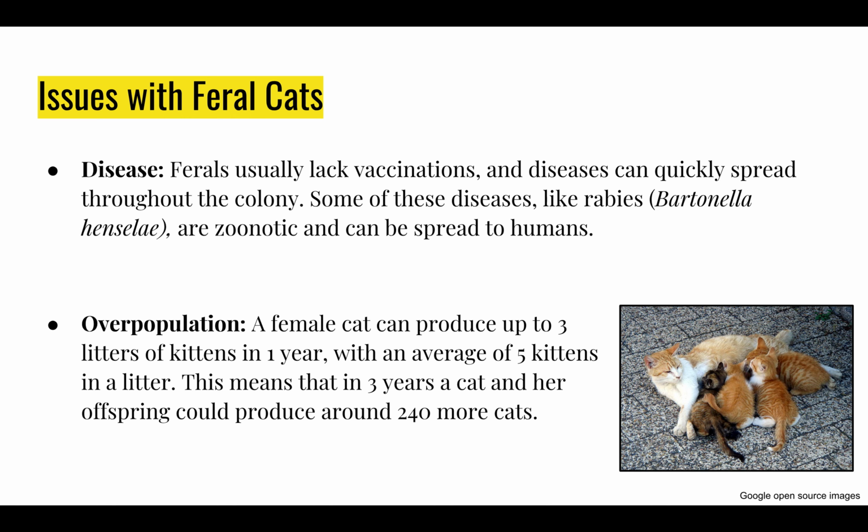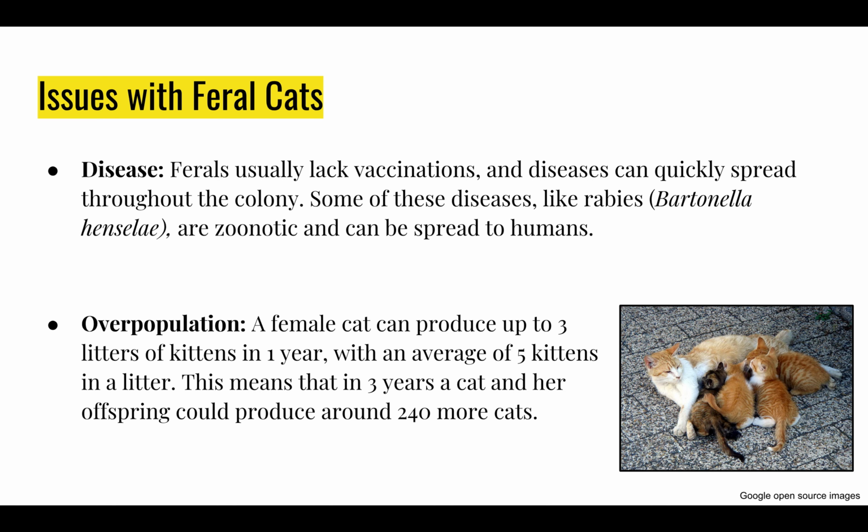Some of the major issues with feral cats include diseases and overpopulation. Diseases: because these feral cats are unvaccinated, the diseases that would be easily controlled in domestic cat populations can spread quickly throughout feral colonies. Most concerning are diseases like rabies, which are zoonotic and can be spread to humans as a result of a feral cat bite.